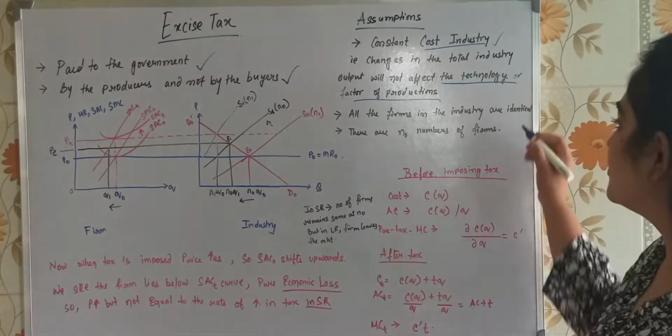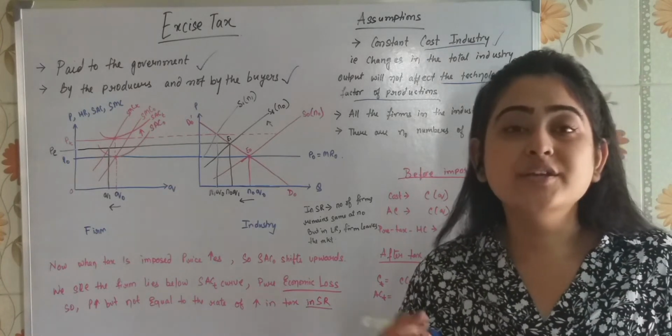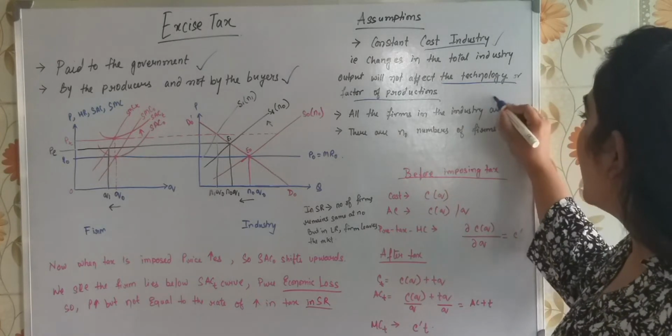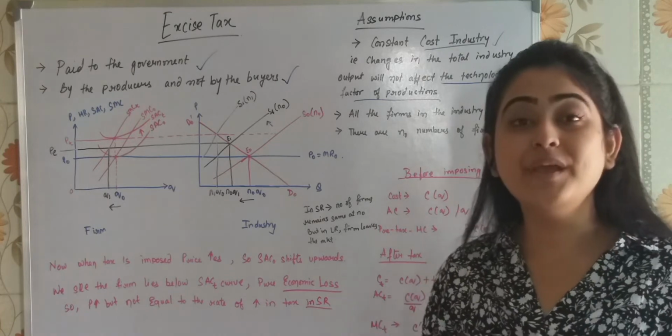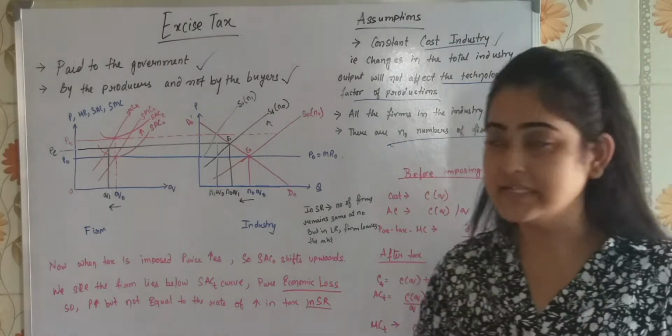The second assumption is that all the firms in the industry are going to be identical. And here we are going to take N naught number of firms. How many firms? N naught number of firms. And all these N naught firms are going to be identical.